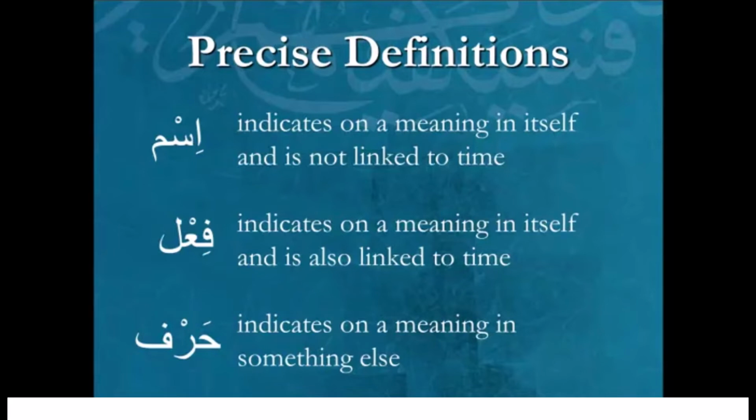Fi'l is the part of speech in Arabic that indicates a meaning in itself and is also linked to time, and that time could be past, present, or future, like the word went indicates going in the past, goes indicates going in the present, and will go indicates going in the future. So we have the act of going, and we also have the time that the going is happening in. Every verb is like that, and the harf has already been spoken about.